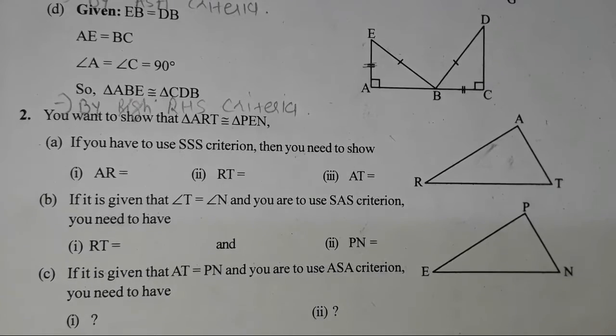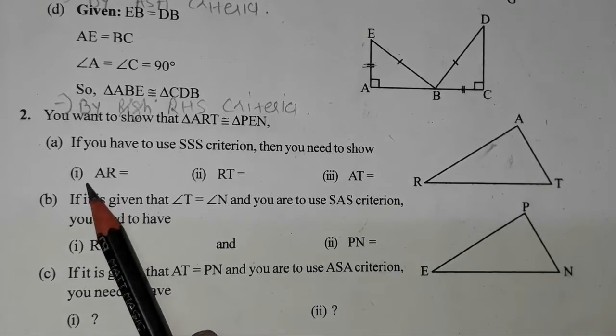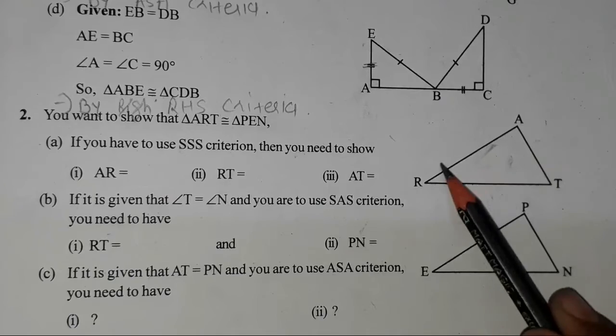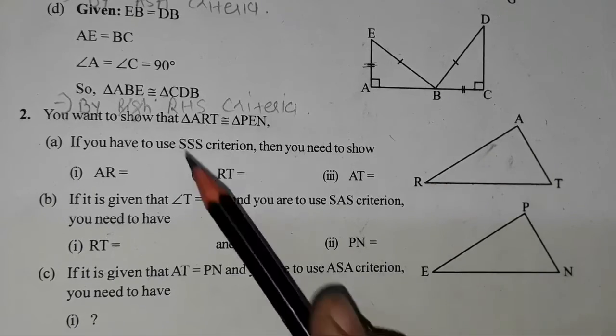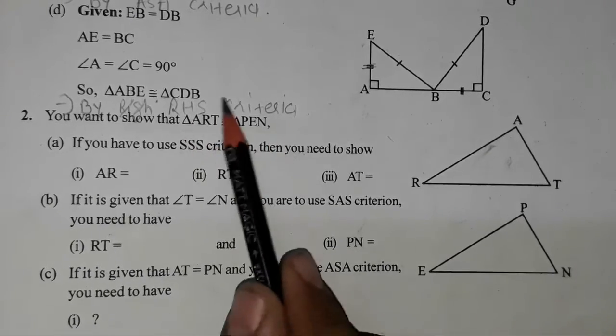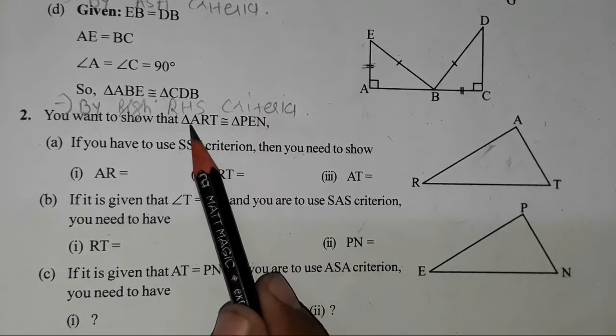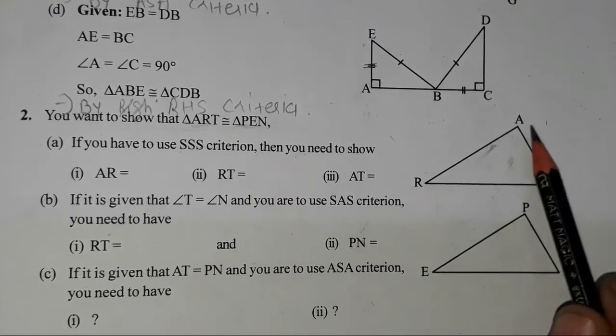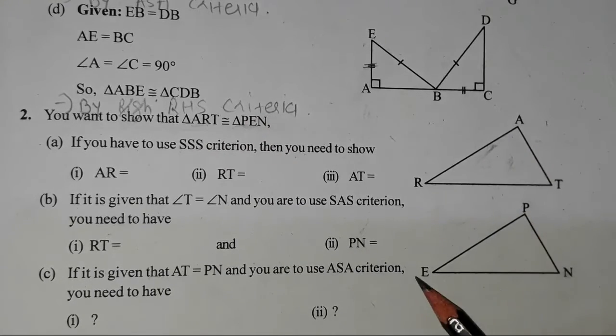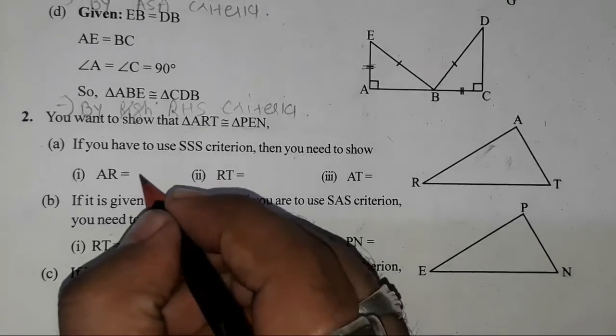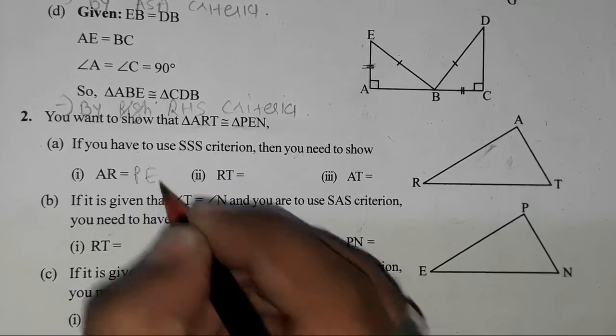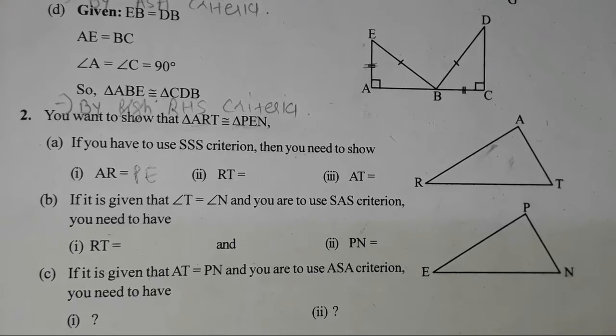So the first one is AR. Here I have to find the side corresponding to AR. Which one is it? Reading the triangles, we can understand that the side corresponding to AR is PE. So here I will write PE. So the measures of AR and PE will be equal.